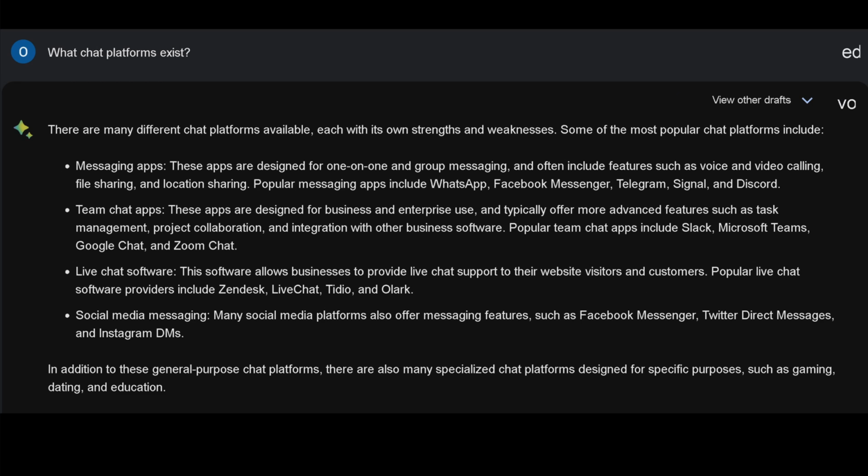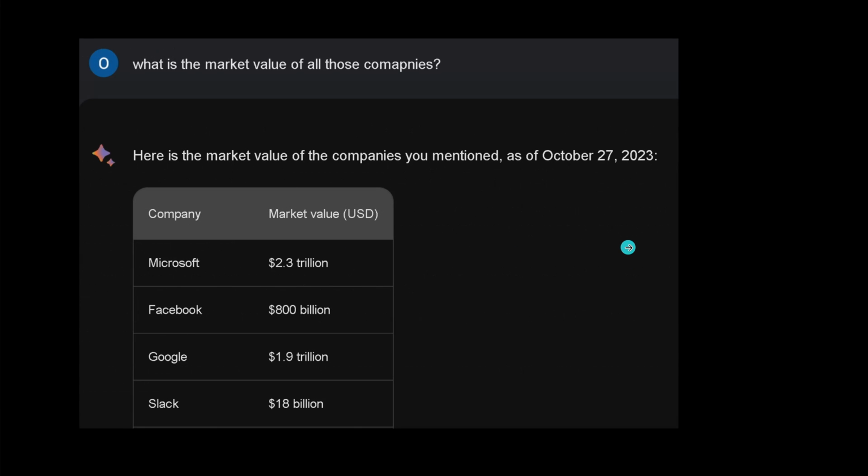And you might ask, so what systems are we talking about? We are talking about WhatsApp, Facebook Messenger, Telegram, Signal, Discord. We are talking about Slack, Microsoft Teams, Google Chat, Zoom Chat. And so you see, we're talking about big companies. The market value, as of today: Microsoft more than $2 trillion, Facebook 800 billion, Google close to $2 trillion. So they have a problem to increase their profit margin.